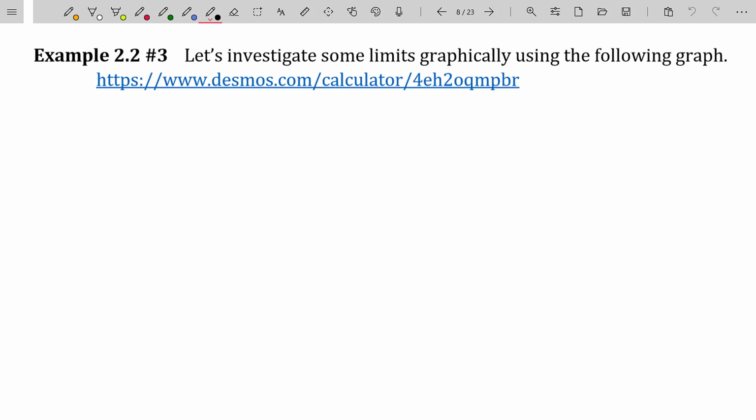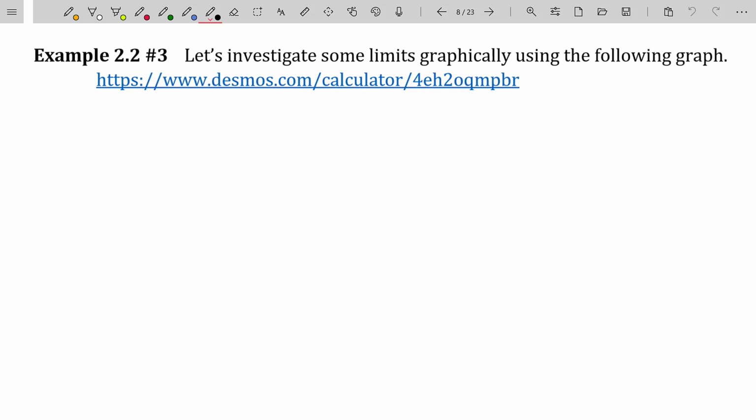This time we're going to just look at things graphically. So the previous two examples were all about building tables of values and using a table, which again is what I said earlier, it's the worst way to evaluate a limit. And now what we're going to do is look at a graph and investigate limits using a graph. That is the next best way, honestly, to evaluate a limit.